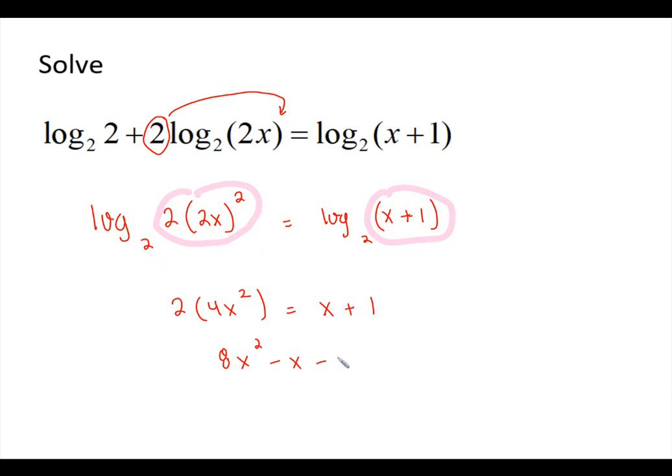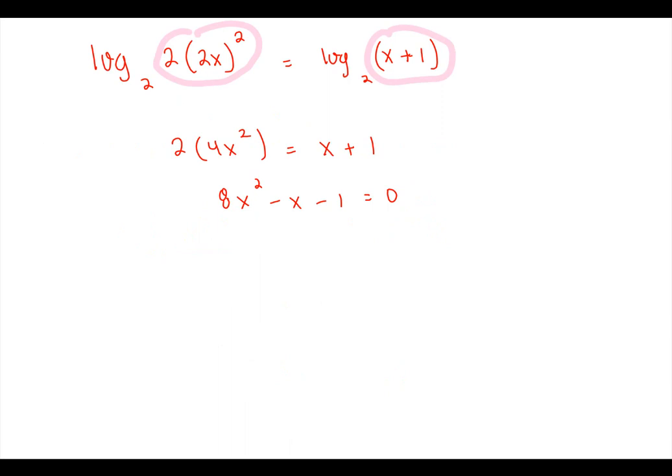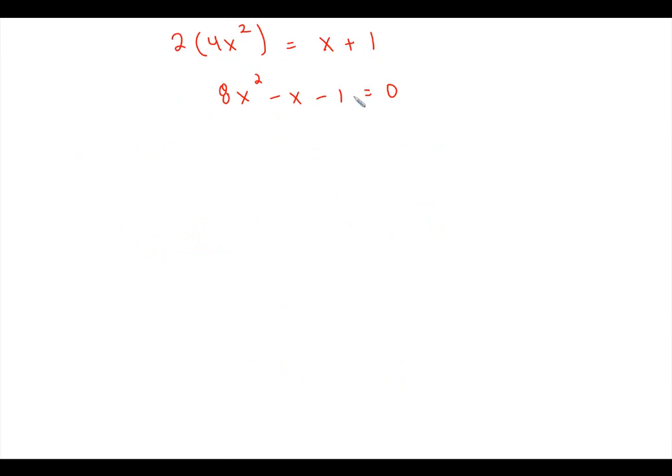Minus x minus 1 is equal to 0, right? Now typically you would try and factor this, but I can tell right away that you're not going to be able to factor this right here. So you can't factor this quadratic, right? So we know that we're going to have to use the quadratic formula here since we cannot factor this, right?